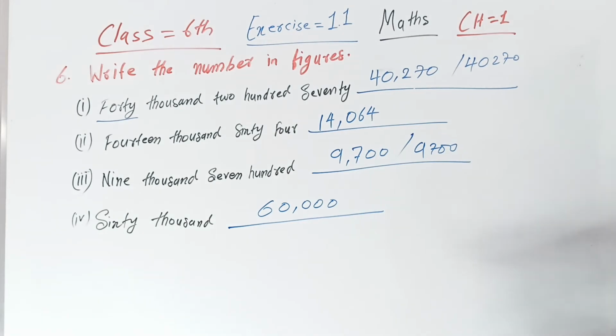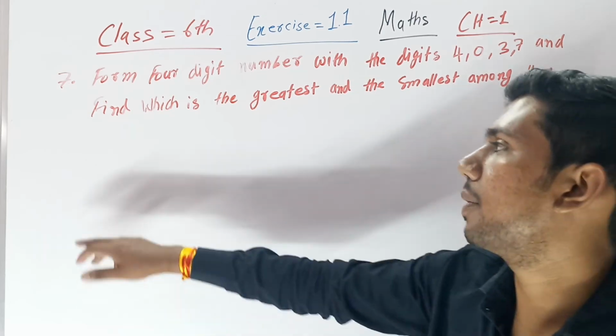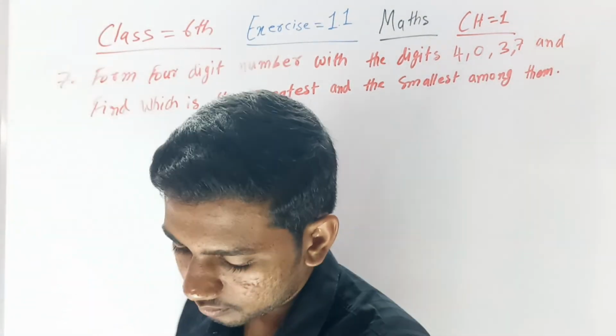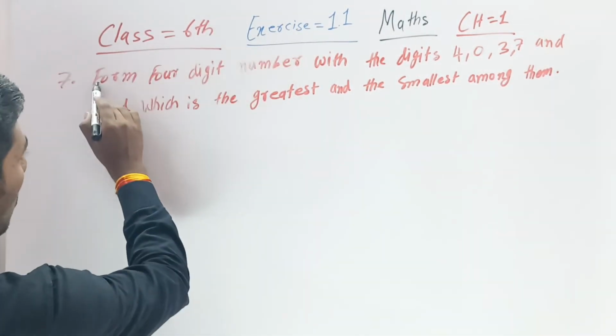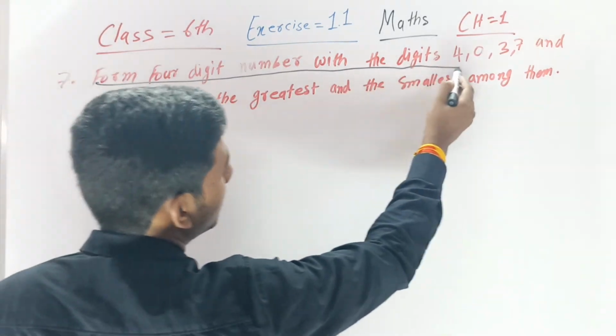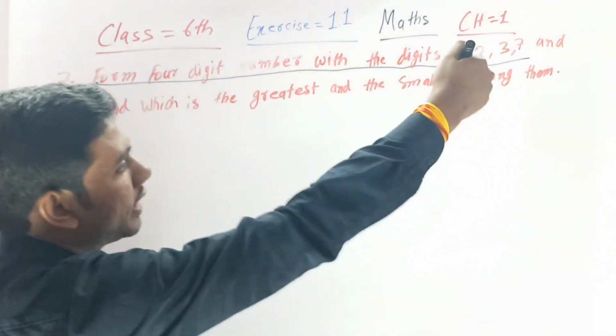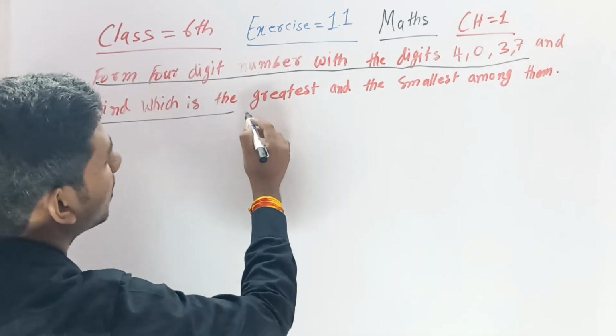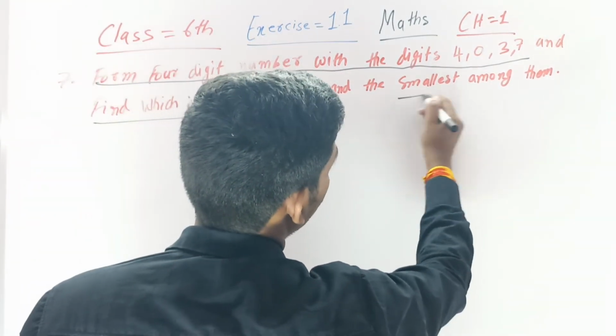Write the number in figure. It's also completed, so let's move to our 7th one. The 7th one says: form the 4-digit number with the digits 4, 0, 3, 7 and find which is the greatest and smallest among them.